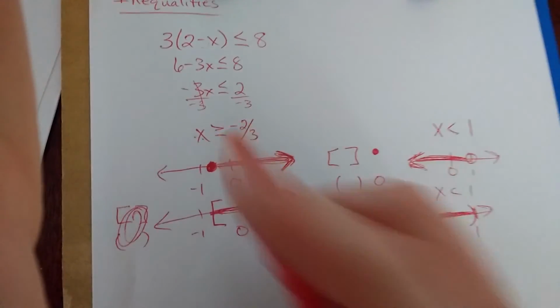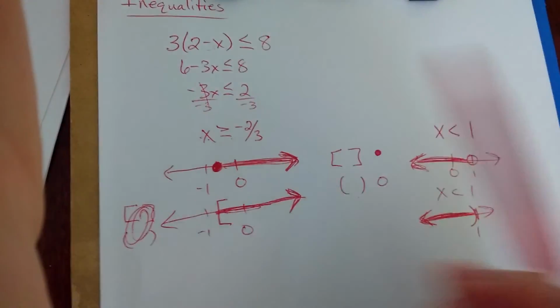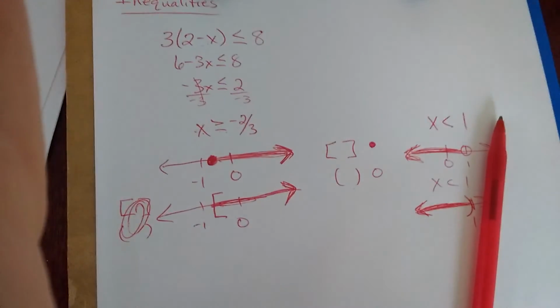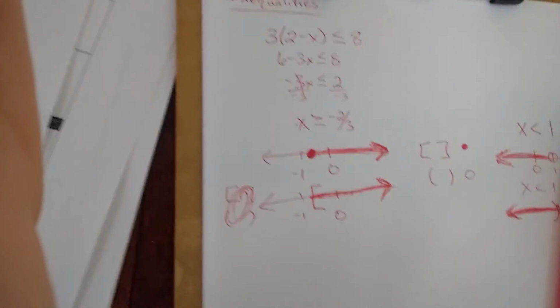So that's just linear ones. You just solve it like a regular equation. Flip it if you multiply or divide by a negative, you got to flip the sign. And we can talk about why tomorrow if you want.